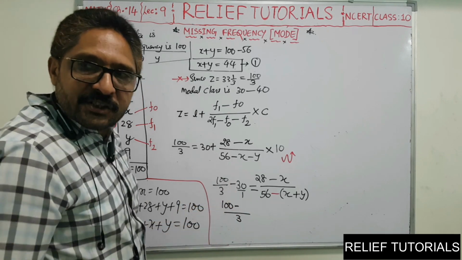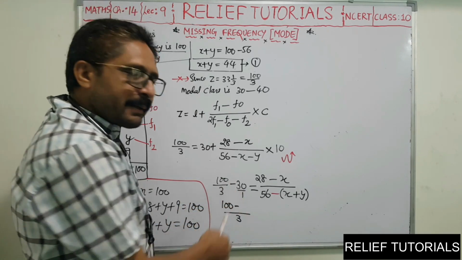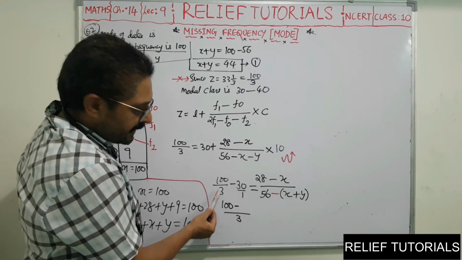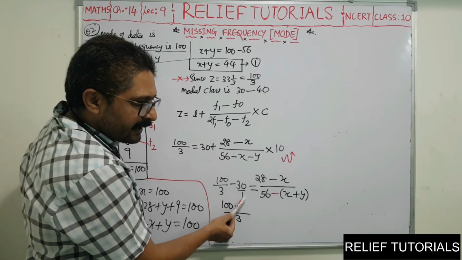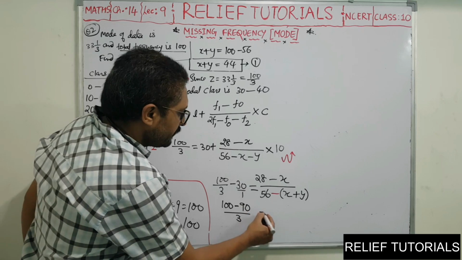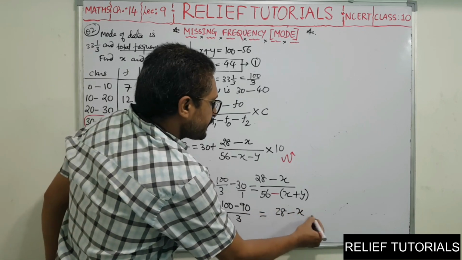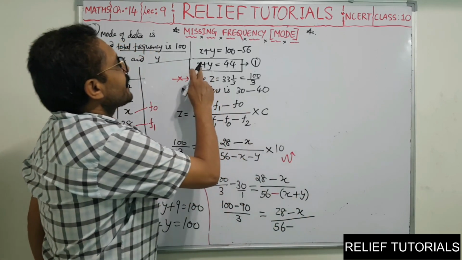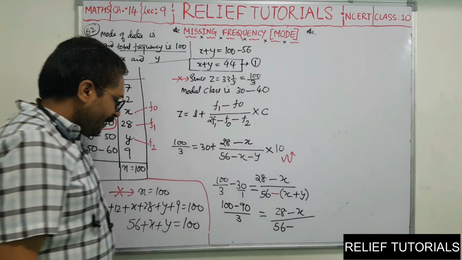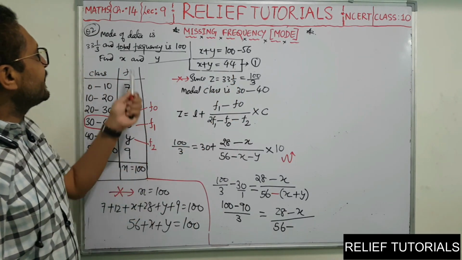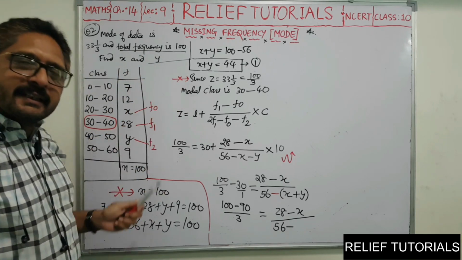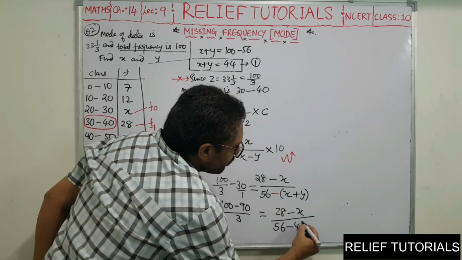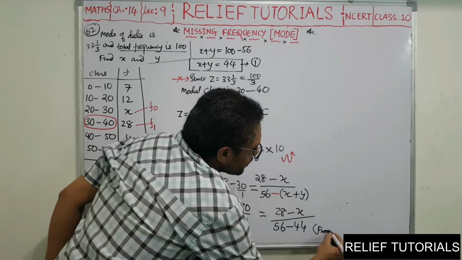These two are fractions, and if you want to subtract them, you have to take the LCM. The LCM is 3, the denominator stays the same, so the numerator is as it is. Now 3 into 1, 3 into 30, you will get 90 is equal to 28 minus x upon 56 minus x plus y. The value of x plus y is 44. First you have to solve this information, that the total frequency is 100. So now x plus y is equal to 44, so I can write 44 here. This is from equation 1.